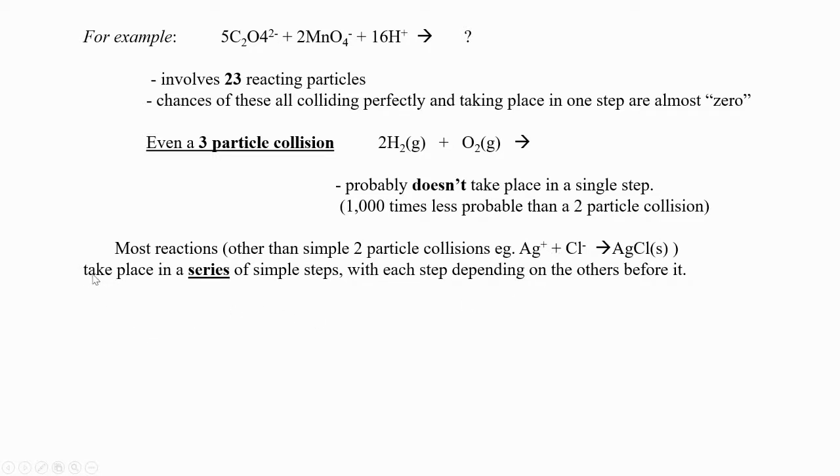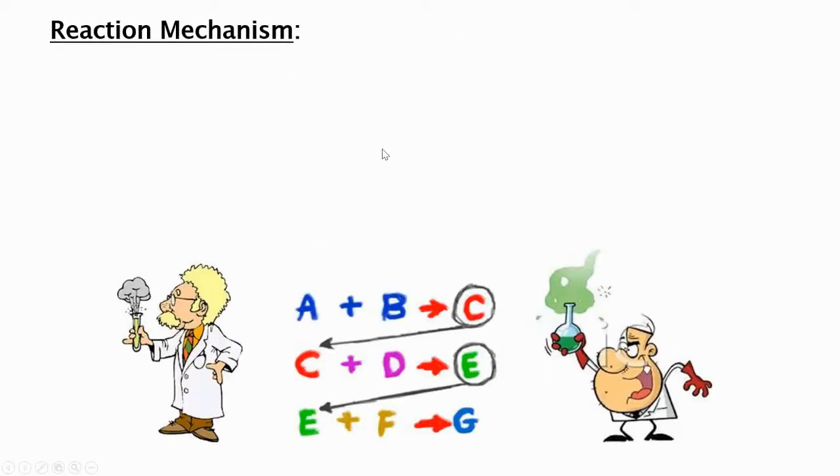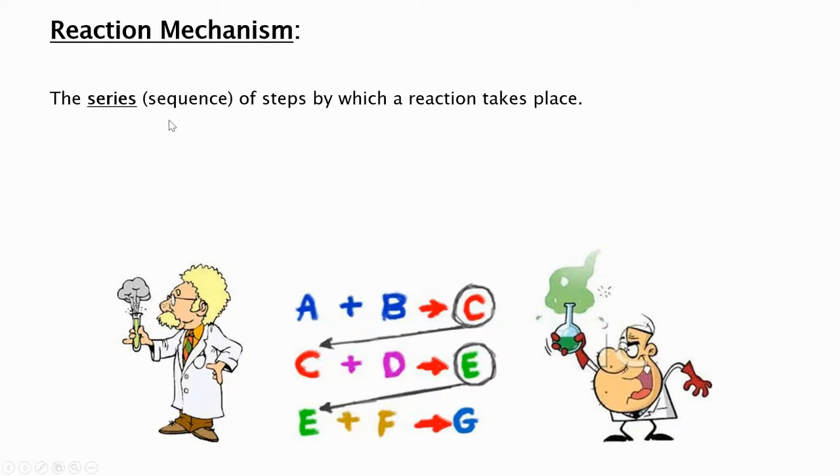So most reactions are going to take place in a series of simple steps, or elementary steps, as they're called in our book and in other textbooks, with each step depending on others before it. It's kind of like an assembly line where you have to get step one done before you do step two, right? So reaction mechanisms: the series or sequence of steps by which a reaction takes place.